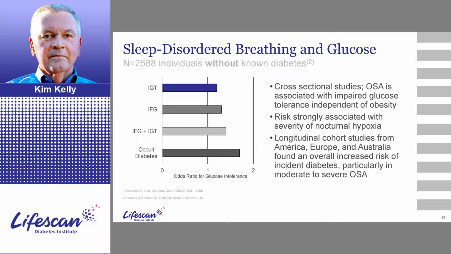So it is not the sine qua non that you must be obese in order to have OSA, but it certainly predisposes. In those individuals who had OSA, impaired glucose tolerance, impaired fasting glucose, and a combination of both, as well as occult diabetes. In other words, they were not known to have diabetes, but once they were given an OGTT, it turns out they actually did have diabetes and no one knew it, which goes along with the fact that many people with type 2 diabetes have it but don't know it.